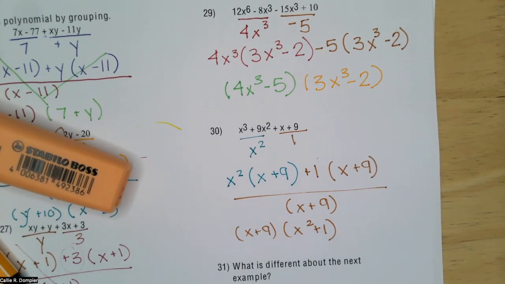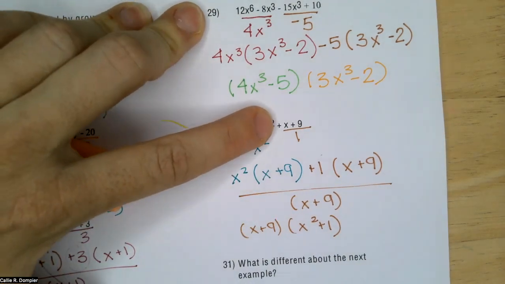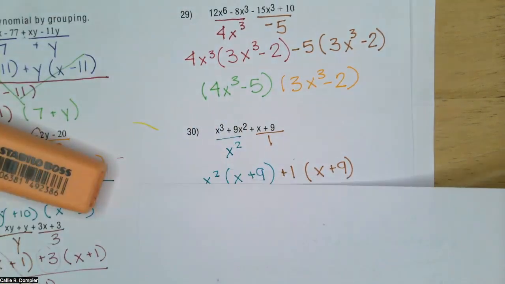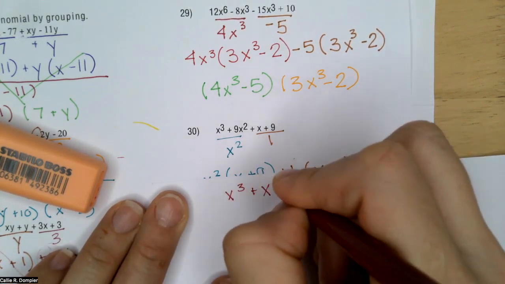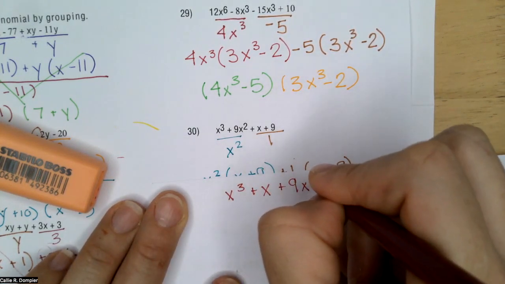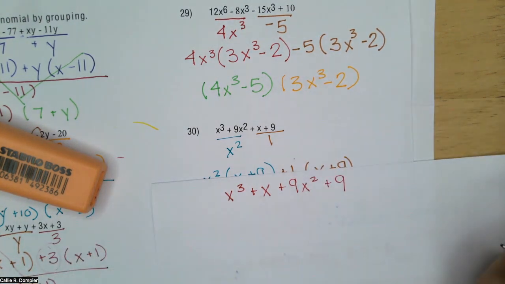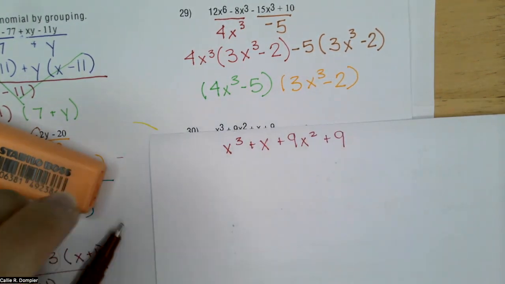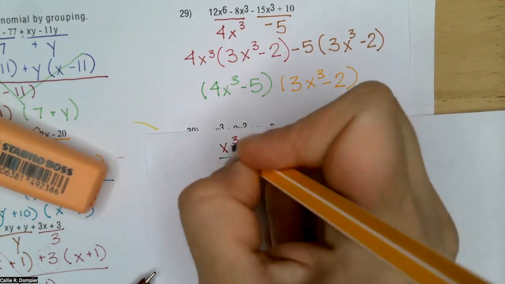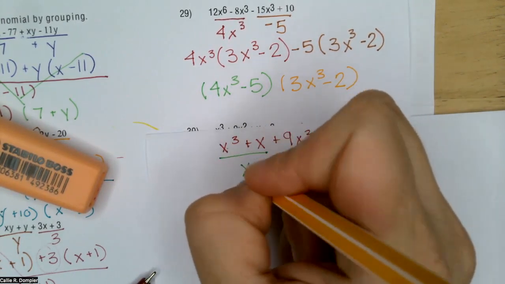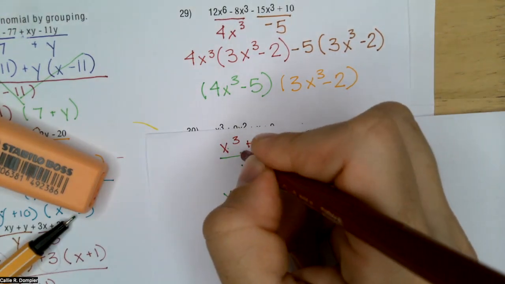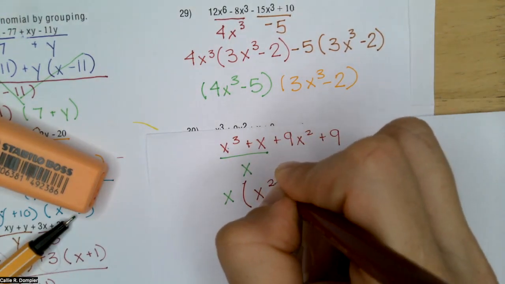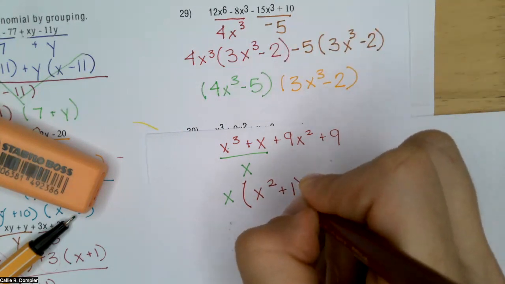And if you didn't like that, if you looked at that ahead of time and you were like, well, there's no common factor in the second part, flip them around. x to the third plus x plus 9x squared plus 9. That looks like it has better factors, right? x cubed and x have a common factor of x. x cubed divided by x is x squared. x divided by x is 1. Good?